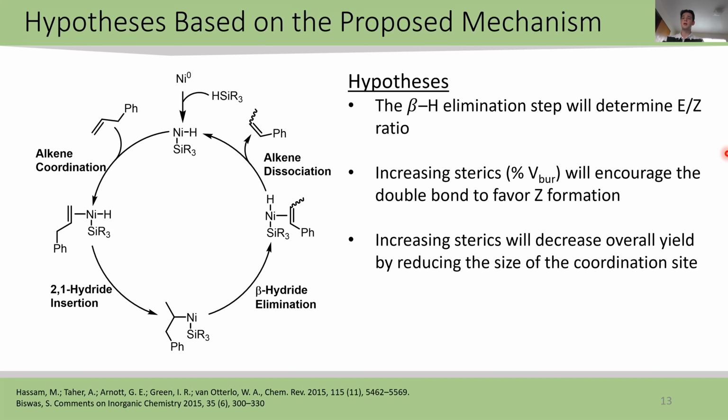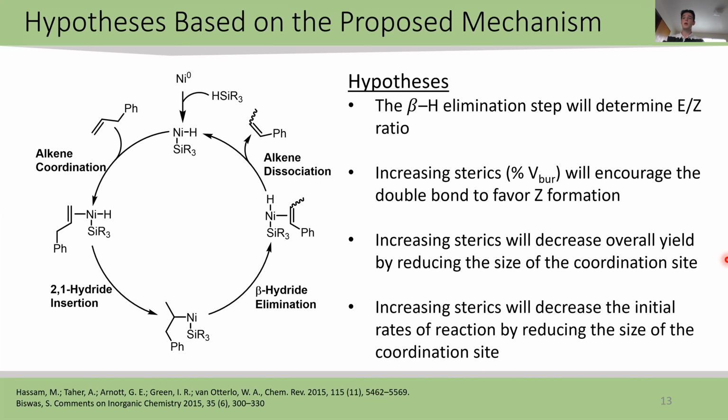Finally, or not finally, but thirdly, we think increasing the sterics might decrease the overall yield by reducing the size of the coordination site in this alkene coordination step. If it's harder for this alkene to get to the nickel center and form that nickel coordination, then it would be harder for the reaction to begin at all, and overall yield would decrease. Along those same lines and by the same logic, increasing sterics, we hypothesize, would decrease the initial rate of reaction. Again, if it's harder to coordinate to the nickel center, it's harder for the reaction to begin. And so not only are we decreasing the rate, we're also decreasing the overall yield.